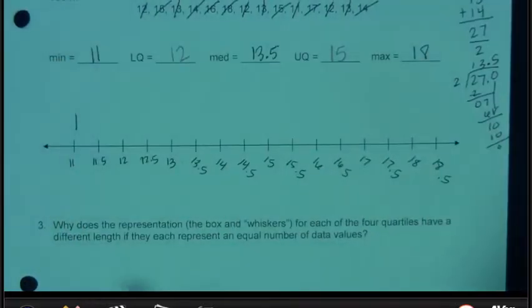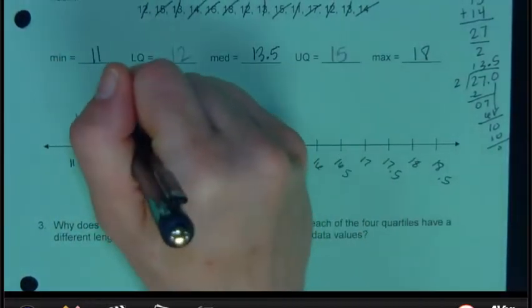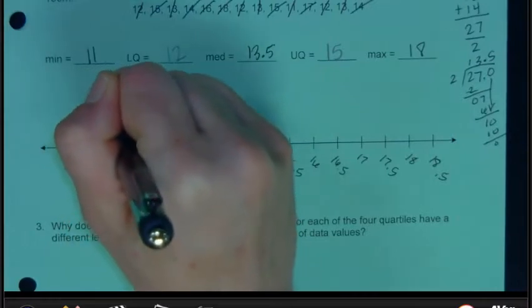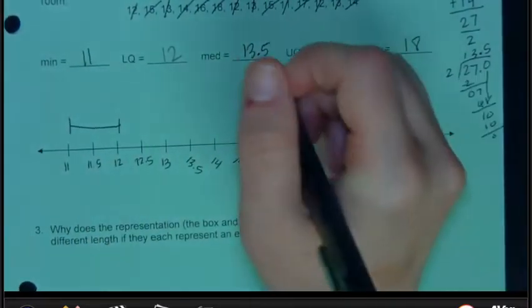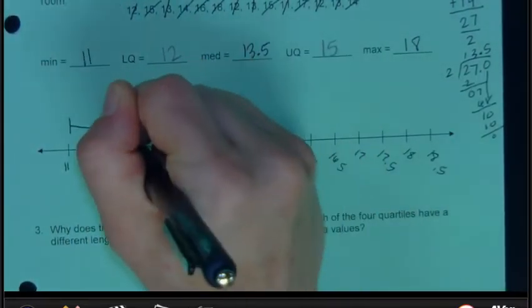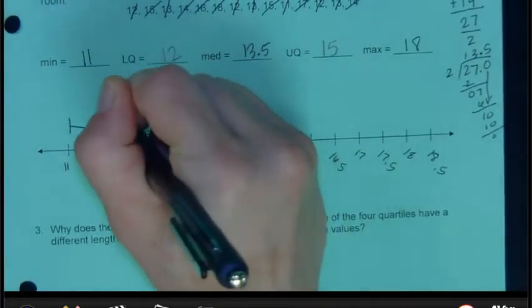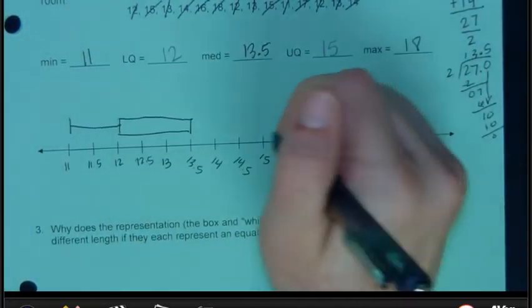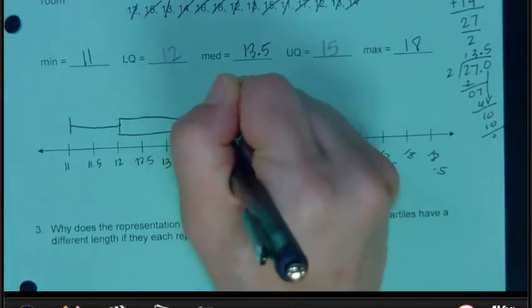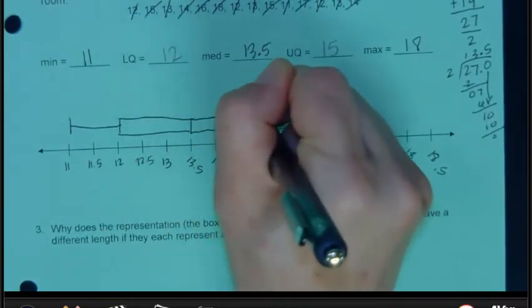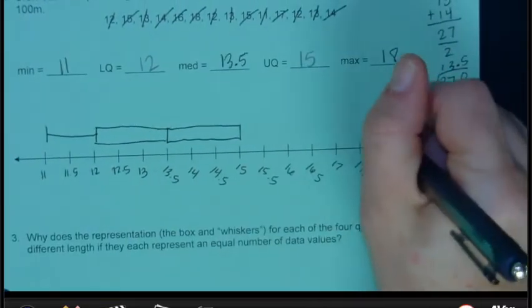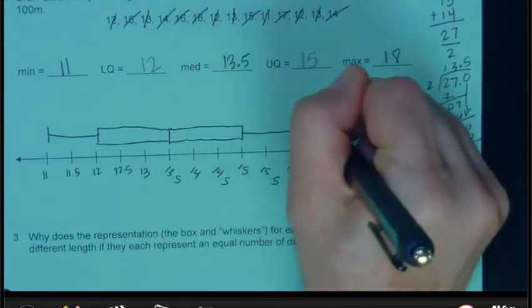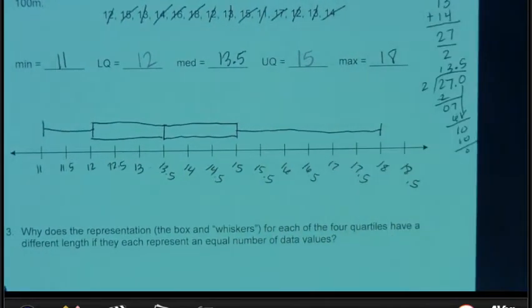Well, my minimum is at 11. My lower quartile is at 12, so we can go ahead and create that whisker. My median is at 13.5. Well, that starts my box here. My upper quartile is 15. That continues my box. And it looks like my maximum is at 18, which is my highest whisker.